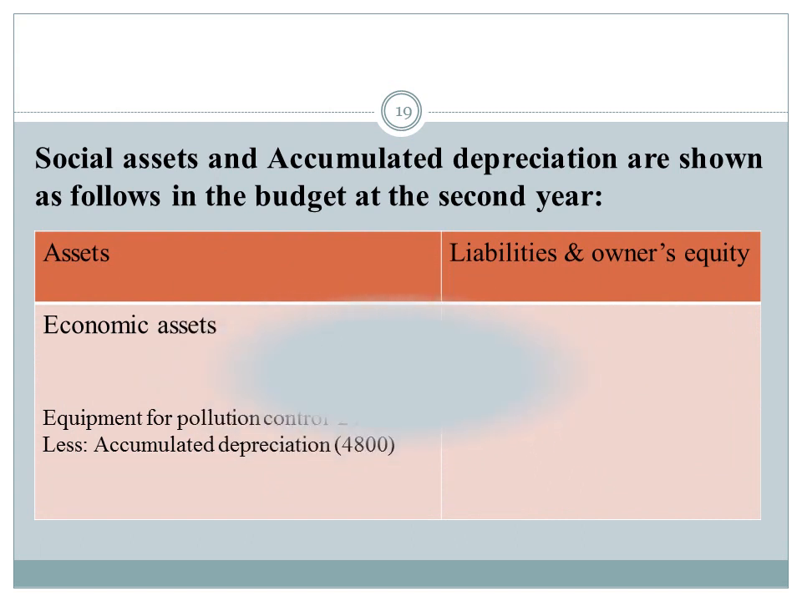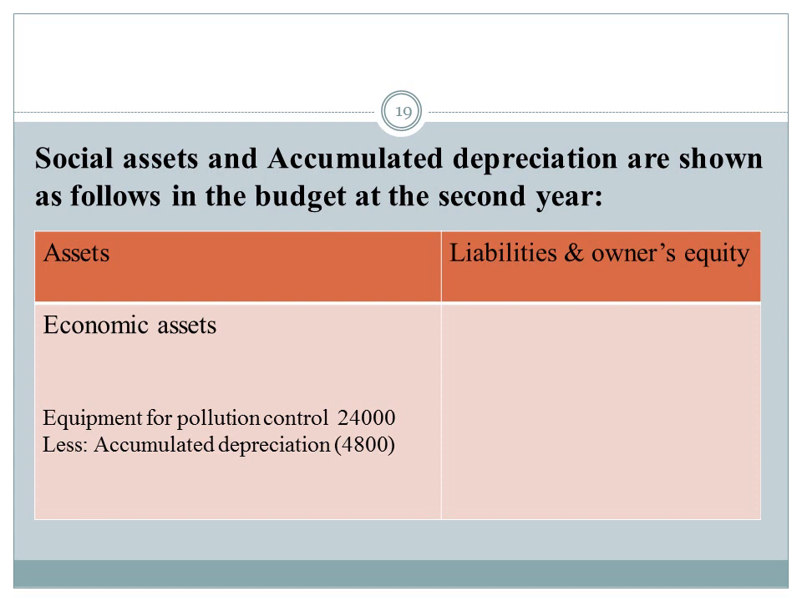Social assets and accumulated depreciation in the budget at the second year. Assets, economic assets, equipment for pollution control 24,000. According to accumulated depreciation in the first year 2,400. Second year, accumulated depreciation will be 4,800 because depreciation per year is 2,400. Accumulated depreciation for 2 years equals depreciation per year 2,400 multiply 2 years.